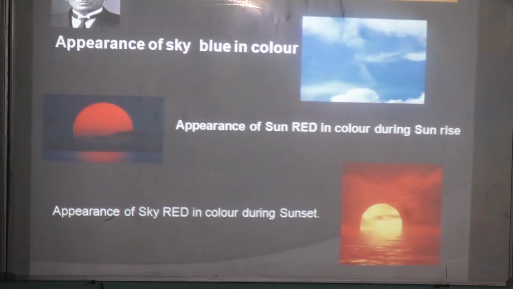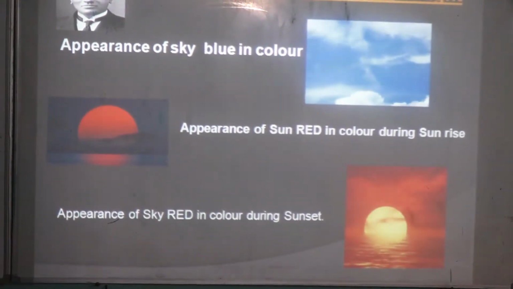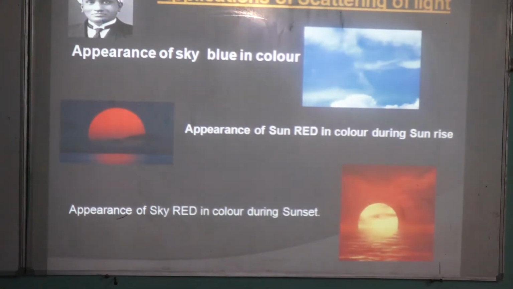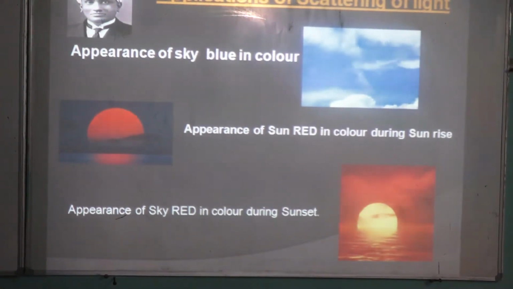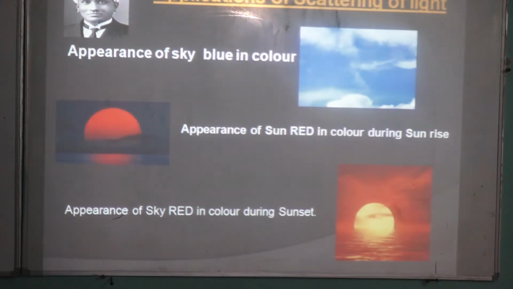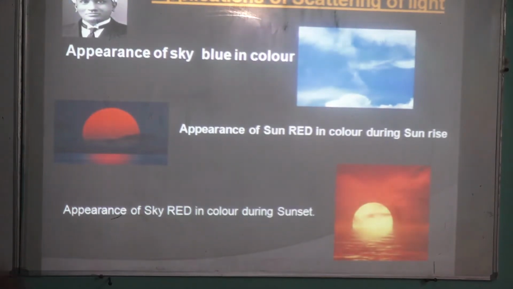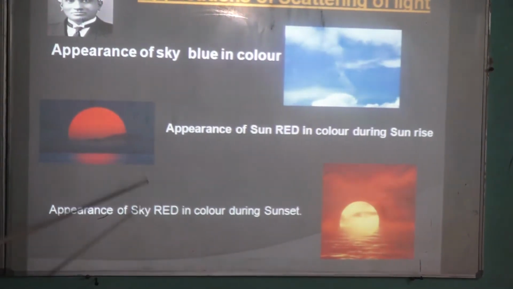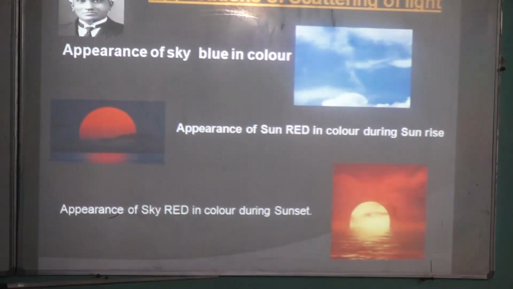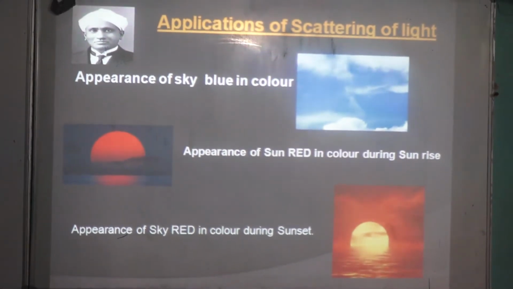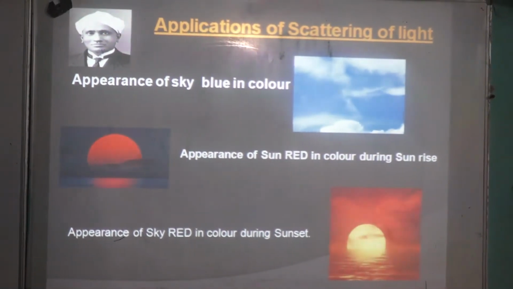But at midday, the sun appears white in color. What is the reason? In that case, sun rays travel a constant distance. That's why all colors will scatter into the atmosphere, and all colors combine together to appear white in color. That is the reason. You can go through the textbook for these explanations, and any one of these applications will be asked in our examination. This is the most important thing.